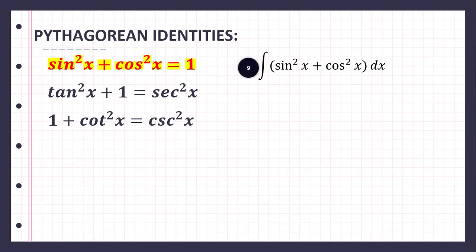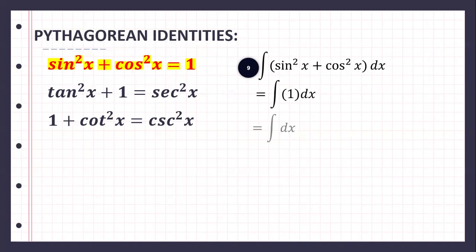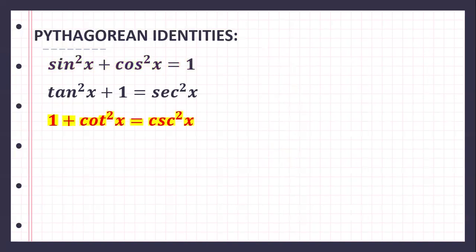So what if we are given the integral of sine squared x plus cosine squared x dx? It's not part of the formula because we don't have an integral for sine squared x and cosine squared x. But since we know this identity and this is equal to 1, then we can rewrite it as the integral of 1 dx. And what is the integral of dx? Again, going back to the basic integration formulas, the answer is x plus c. So if it is out of context already, based on the 6 formulas that I have presented, then you might try to use Pythagorean identities.